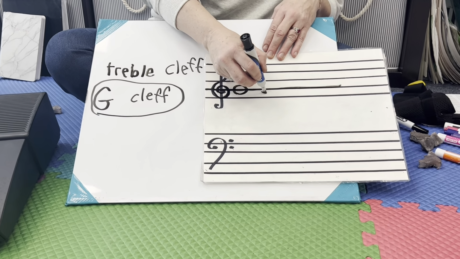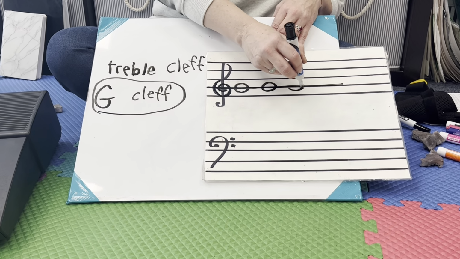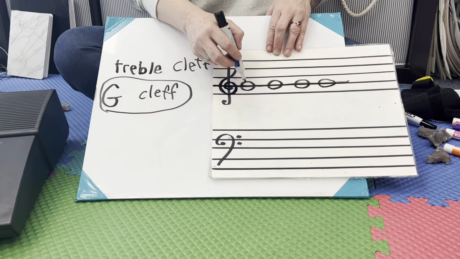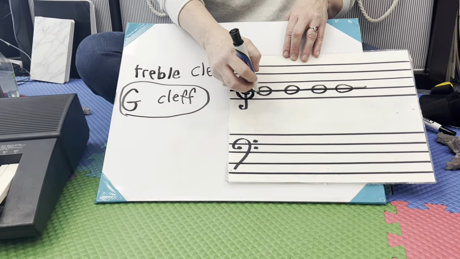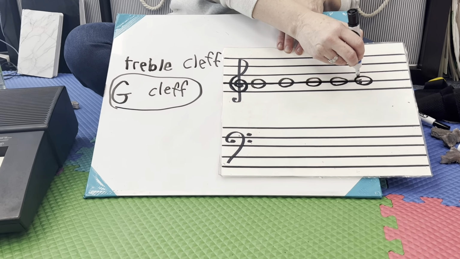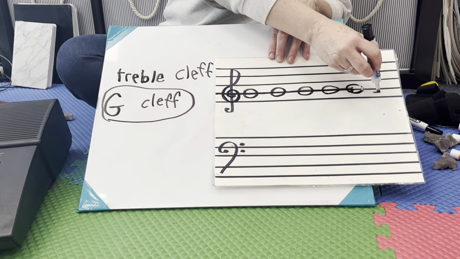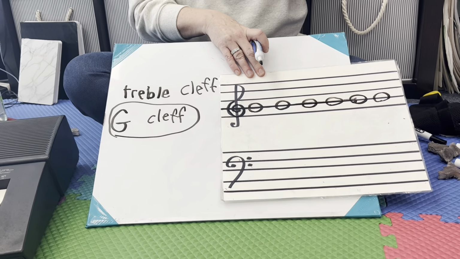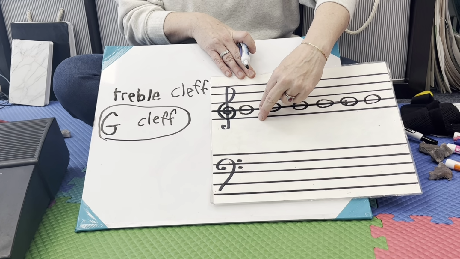So guess what? If you write a note on the G line, what do you think the name of the note is? G. So if I said, hey Sloan, what's the name of that note? You're going to say G line G. And if I said, Abby, what's the name of that note? You're going to say G line G. Show me, peace out, show me 2. 2 lines up is the G line G.